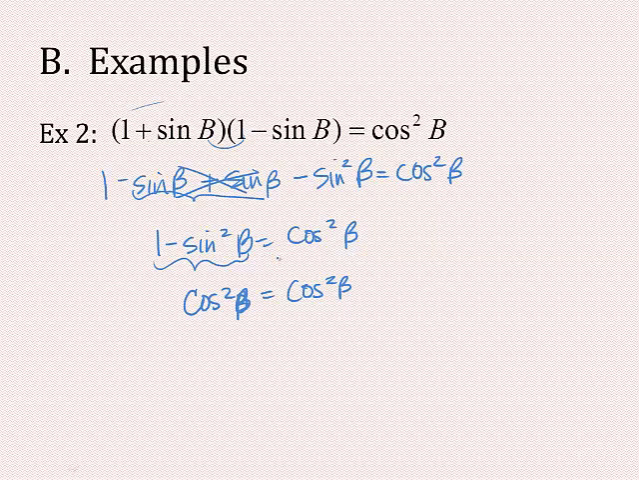1 minus sine squared of beta, replace it with cosine squared beta. All right. That was a simple one. Even though it looks complex, it really wasn't. It really went rather quickly.